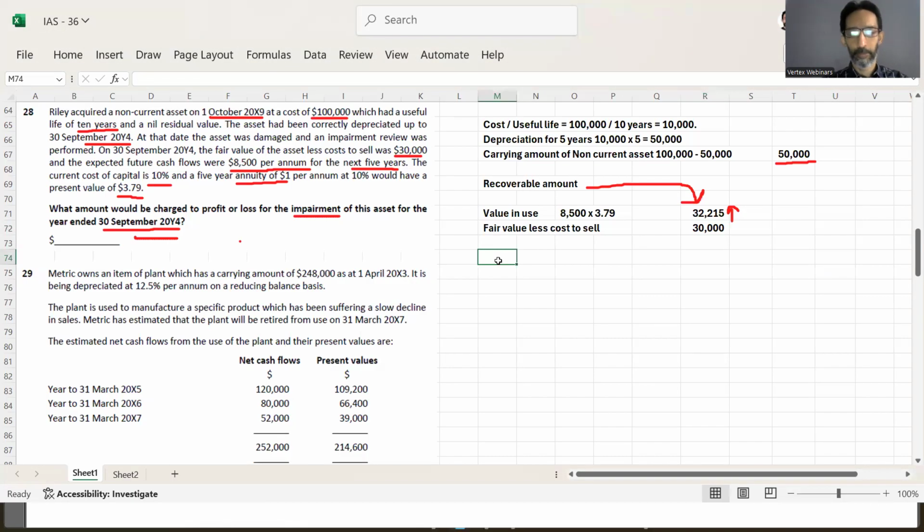The impairment is the carrying amount of 50,000 less the recoverable amount, which is 32,215. So we're going to calculate the value here: 50,000 less 32,215.